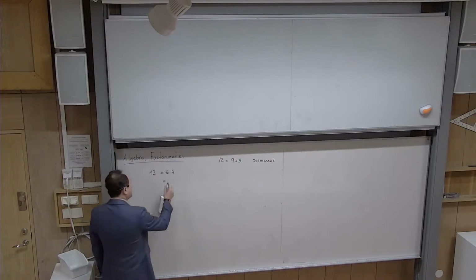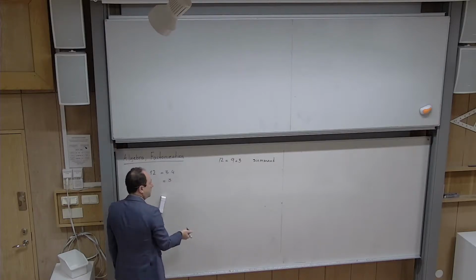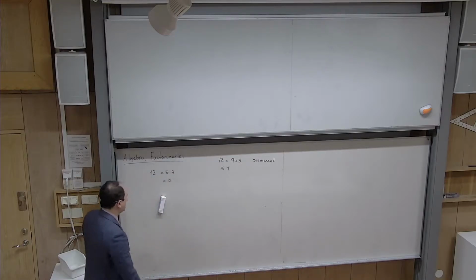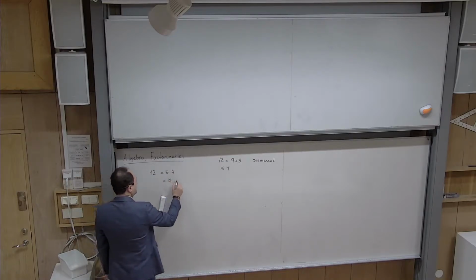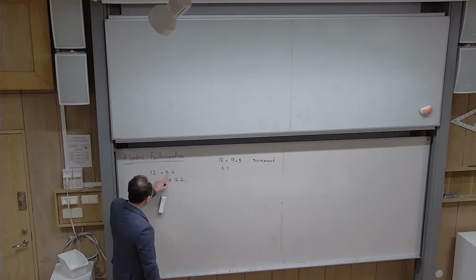So this means that 3 is a prime number. I cannot factorize it more. I can write it as 3 times 1, but we don't write that. But for 4, I can write what? 2 times 2. So when I say factorize 12, even though technically 3 times 4 is also correct, what I mean is that I want you to write this.